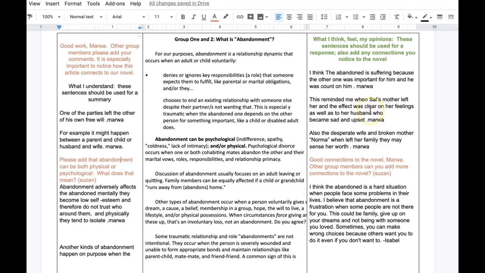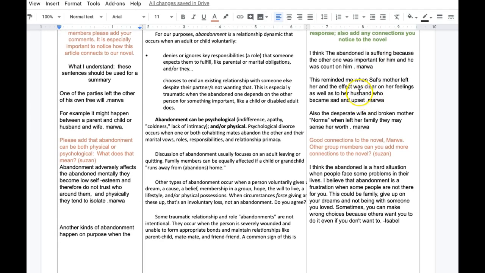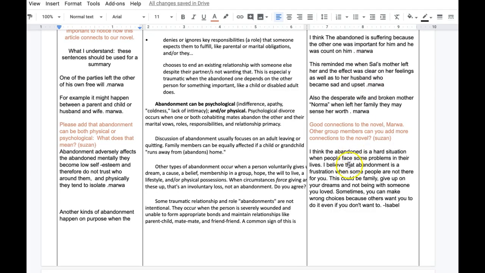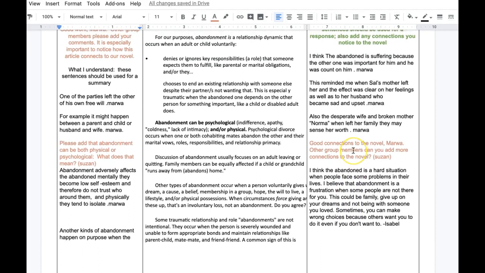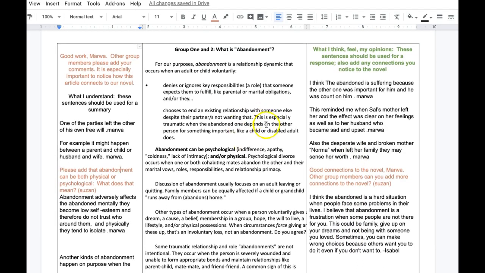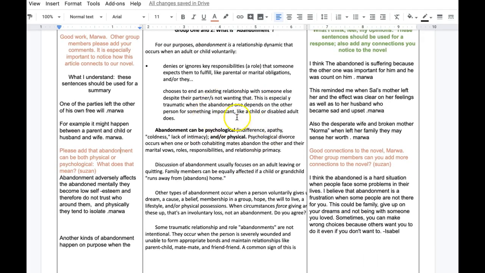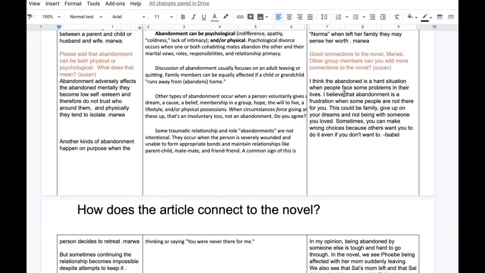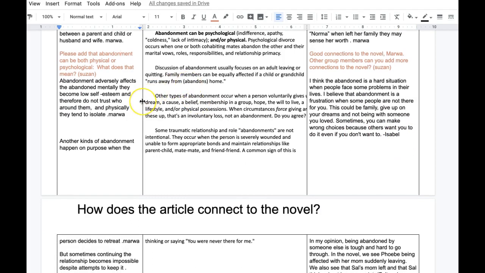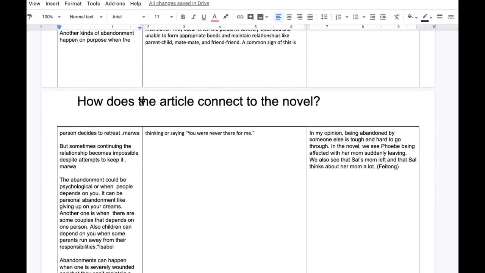So we're talking about Sal's mother, and we're talking about the effects. Please add more details about how this information here is connected to the novel. So now we're going to go down here, and you see the students put their names. This is Isabel and Marwa. So when you add your comments, you want to put your name.